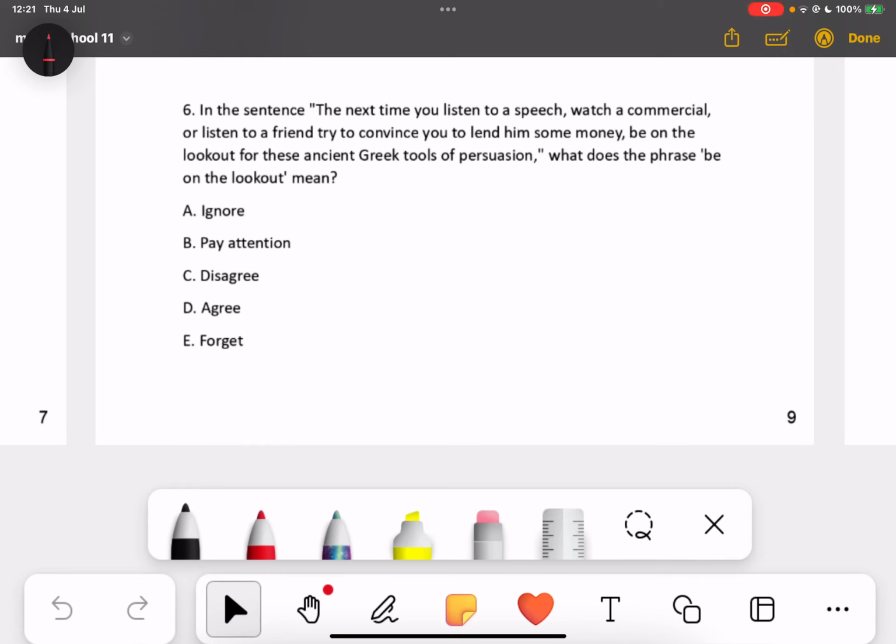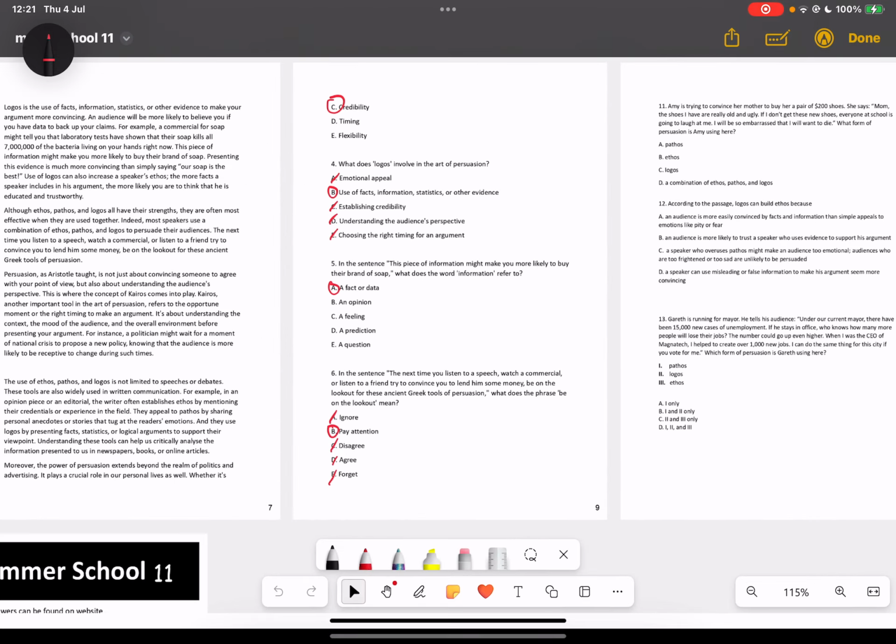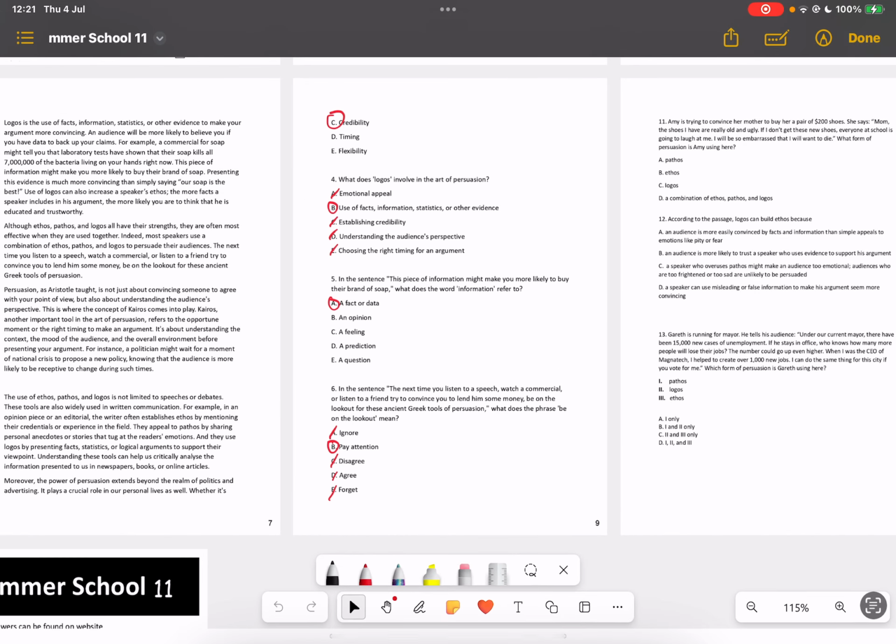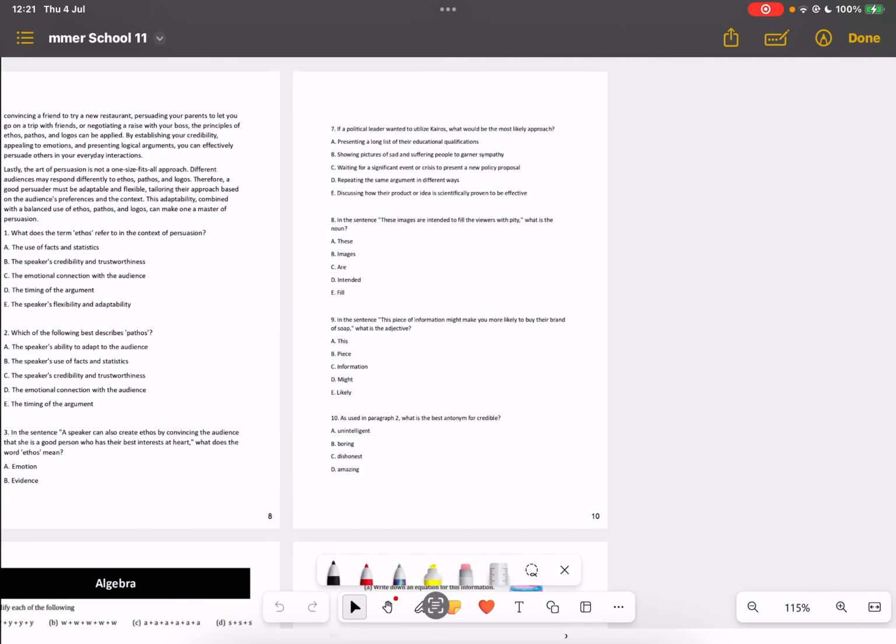A. Ignore. Nope. B. Pay attention. Yeah. C. Disagree. Nope. D. Agree. No. Or E. Forget. No. So 6 is going to be B. Pay attention. So it's like saying pay attention to the ancient Greek tools of persuasion. Alright, so 6 is B, and then 7.